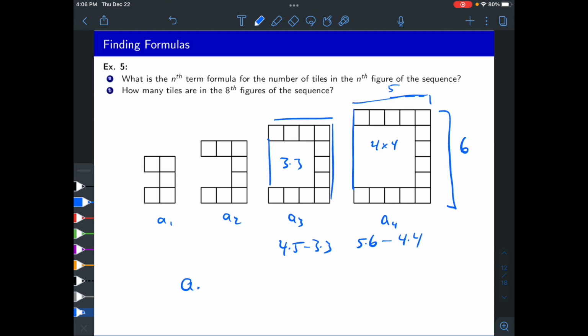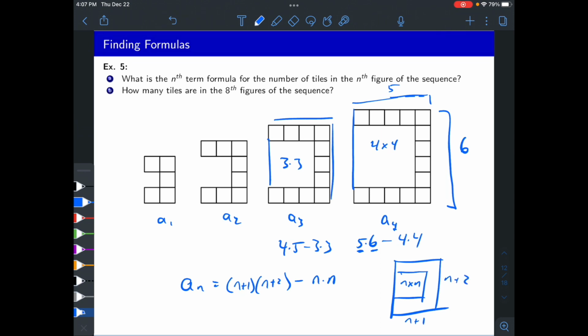And then for a sub n, if n is 4, this 5 right here would be n plus 1, and the 6 would be n plus 2. So for a sub n, we would have an n plus 1 times n plus 2 rectangle minus an n by n square in the middle. Drawing the picture of what that looks like, we have the n by n in the middle, and then n plus 1 by n plus 2 on the sides. So n plus 1 times n plus 2 minus n by n, or n squared as well. If you simplify, this would be n squared plus 3n plus 2 minus n squared, and you end up getting that same answer of 3n plus 2.